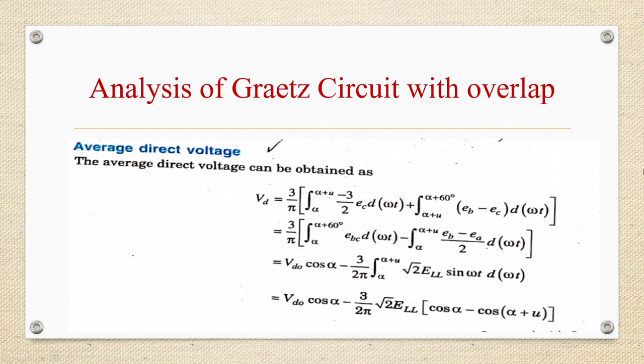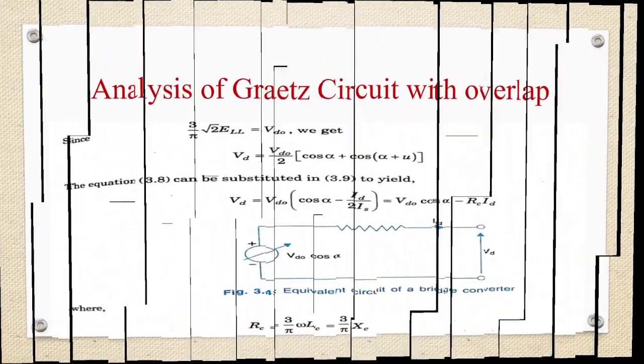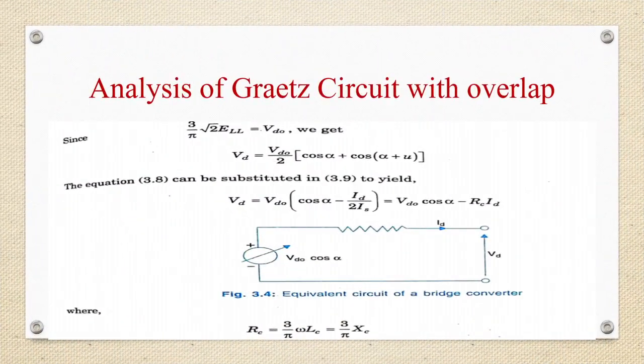And when we solve this, we are going to get VD as VD0 cos alpha minus 3 by 2 pi root 2 E_LL times cos alpha minus cos of alpha plus U. That is 3 by pi root 2 E_LL is equal to VD0. We get VD is VD0 by 2 into cos alpha plus cos of alpha plus U.